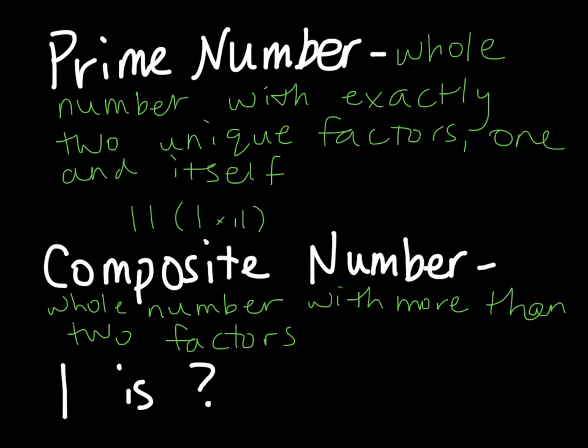A composite number is then a whole number with more than two factors. So 20, for example, because it has factors of 1, 2, 4, 5, 10, and 20. All right? The number 1 we often confuse. A lot of times we think it's prime. The number 1 is neither prime nor composite because 1 only has one factor. 1 is 1 times 1, so it does not have two unique factors. So the number 1 is neither prime nor composite.